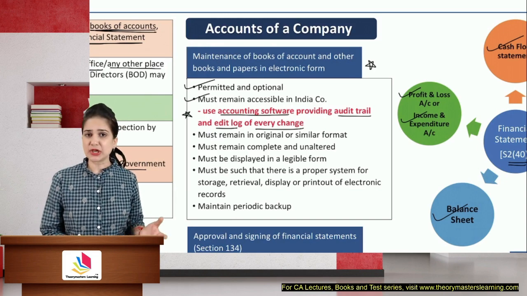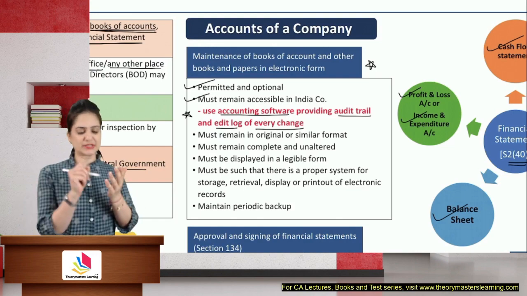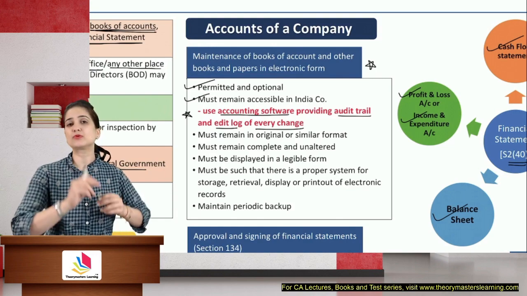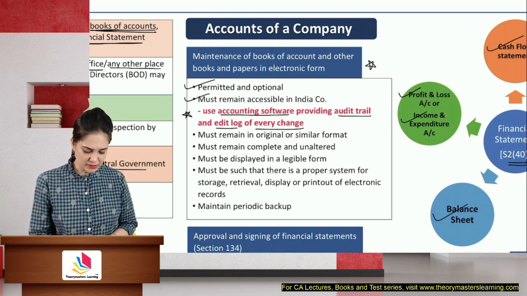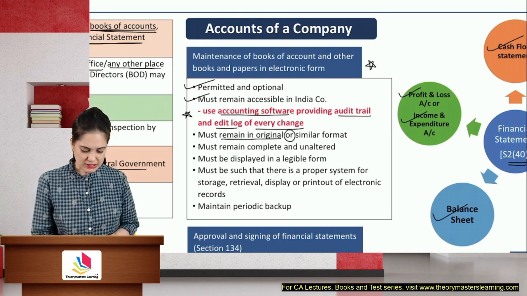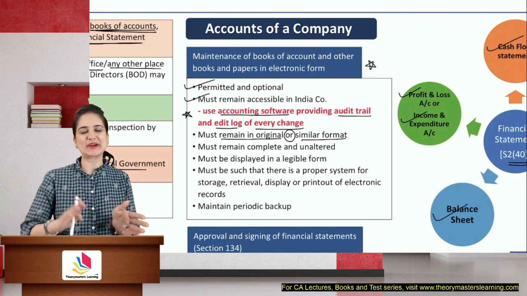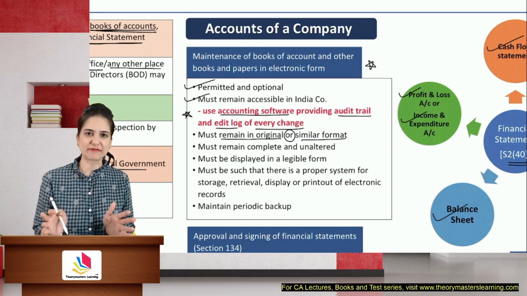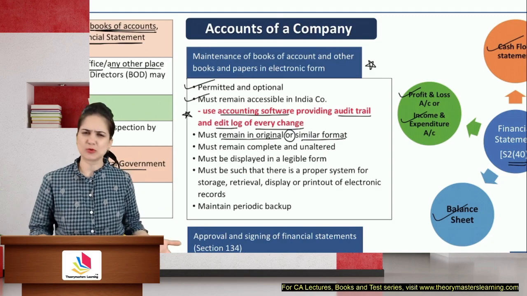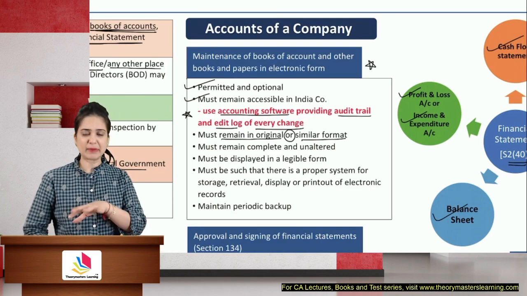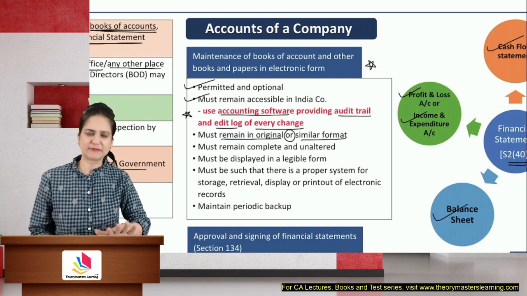In case there is any change, in case you are making any edit in any particular entry, then who has initiated the change, what is the change made, and who has authorized the change, all those details should be mentioned. It must remain in the original or similar format. So it is okay that if you enter data in a particular format and you get it in a tabular form or a graphic form, if the outcome is in a better format, then that is totally acceptable. Like you are entering basic data and you are getting it in a report format, that is fine, but it should be in a similar format.